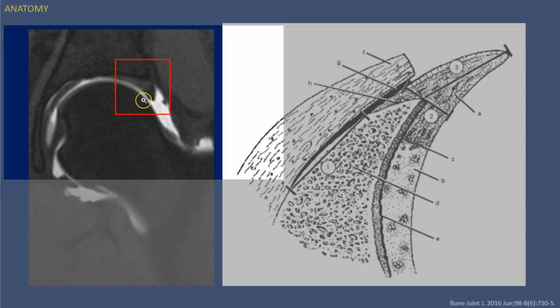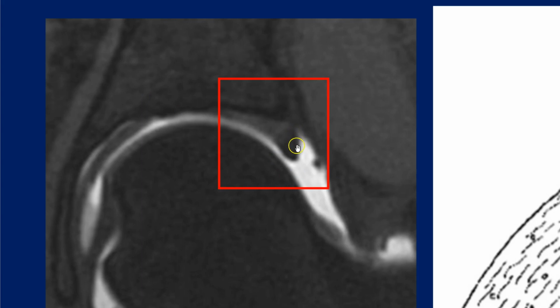So if I were to zoom in on the acetabular labrum, we can appreciate this dark triangular structure is the fibrocartilaginous labrum. This gray anatomy here is the hyaline articular cartilage. This sort of intermediate signal intensity zone is that transition point between the fibrocartilaginous labrum and the hyaline articular cartilage. This anatomy here is the cancellous bone of the acetabulum. The dark black is the subchondral bone, or the tide mark. And then lastly, the overlying joint capsule.